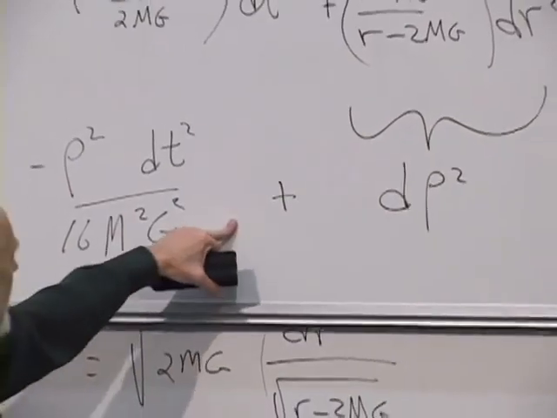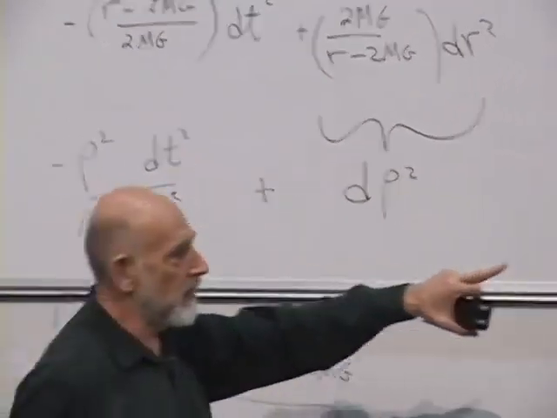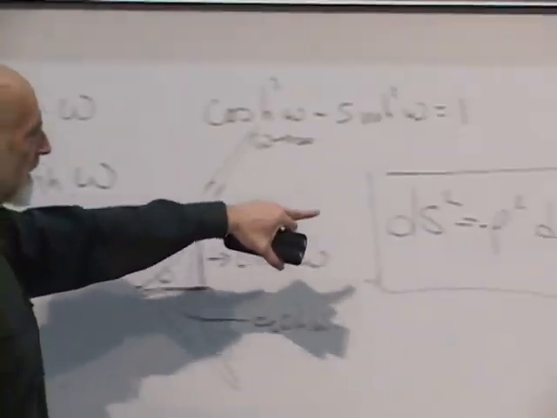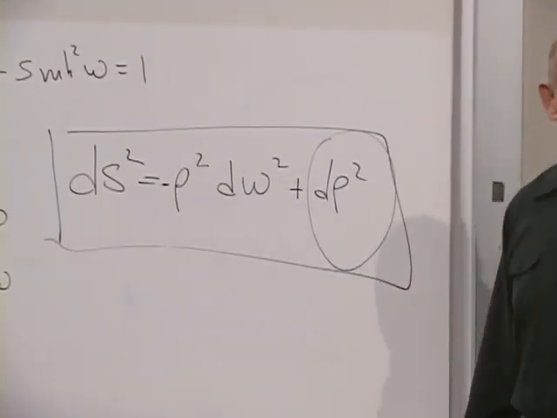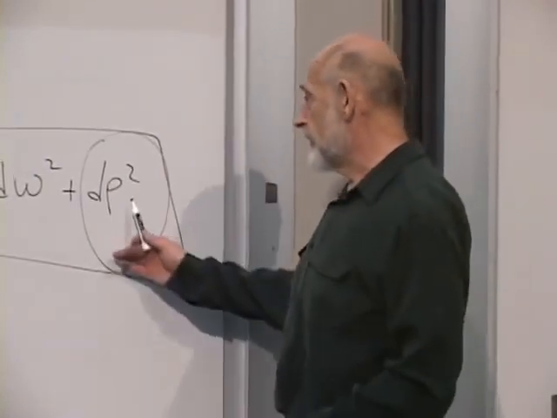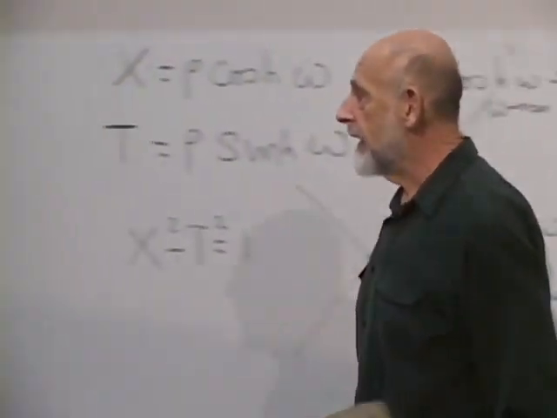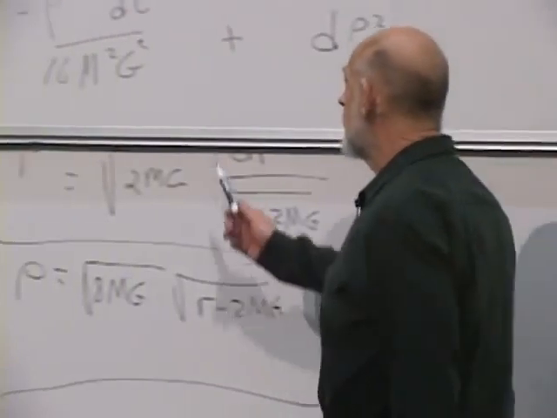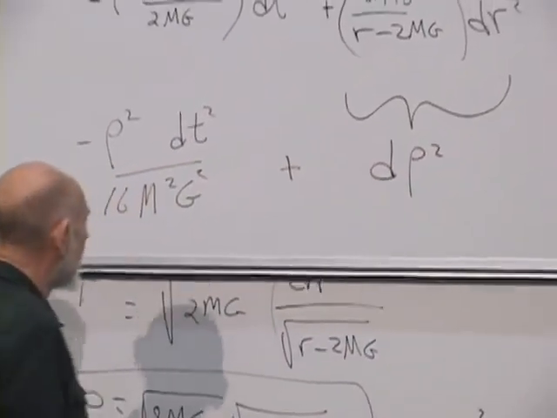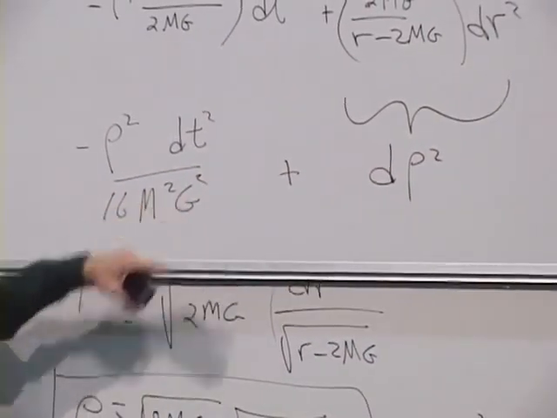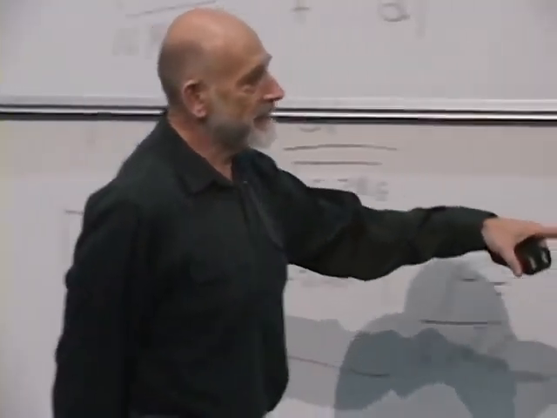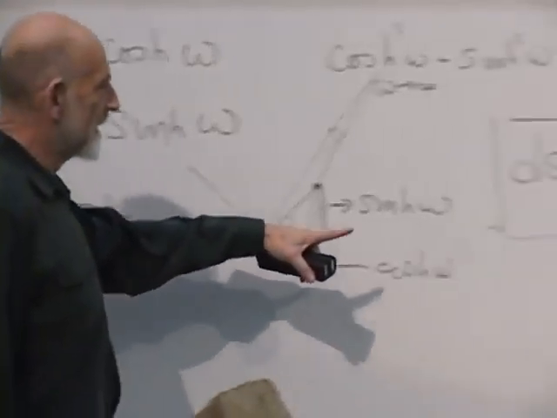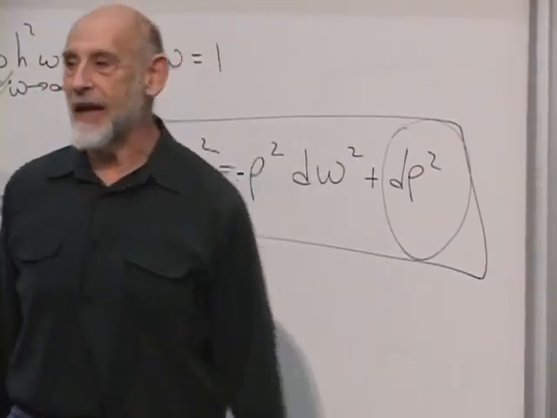Well, take a look at this. First look at this, and then look at this. They are not the same, but they're fairly close. You have a d rho squared, and you have a rho squared times a dt squared. But you'll have this nuisance 16m squared g squared downstairs, right? That doesn't appear over here. Well, it's really easy to get rid of it. How do you do it?